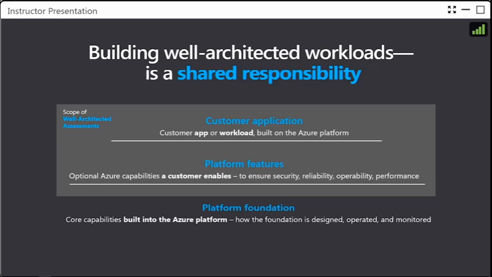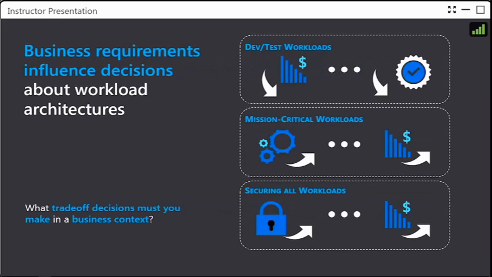So let's look at where you must make trade-offs as it regards to your business context. Do you have to make trade-offs in an enterprise context? And what trade-off decisions must you make in a business context? You have to balance your business requirements and how they influence decisions about how you architect your workload.